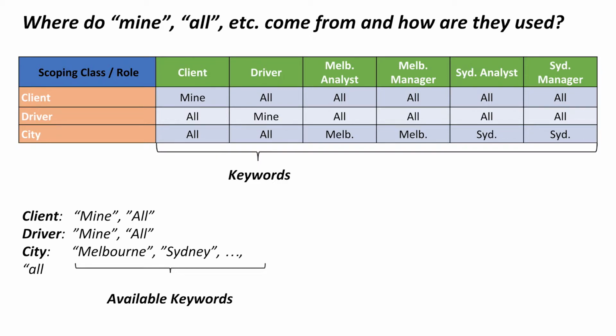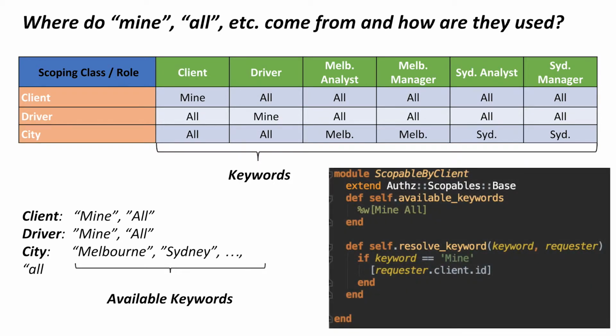In addition to choosing which keywords need to be available, developers also code what each keyword resolves to. For example, somewhere in the code of the demo app we have declared that the available keywords for client are mine and all, and that mine means resources that are associated with a client that matches my client ID. We will discuss the code part in more detail in future episodes. For now, you just need to understand that the keywords we make available are a design choice and that we use them to model our authorization rules.